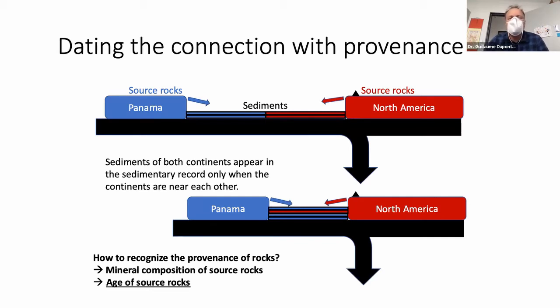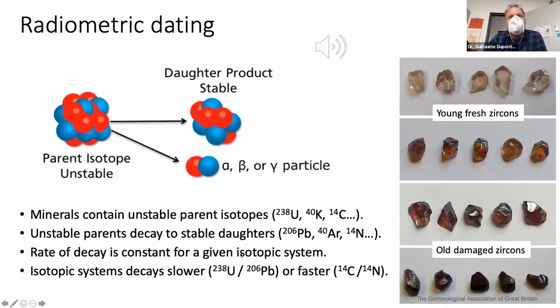So then the thing is that the color of the sediment might not be a very good argument, not very diagnostic of a continent. What is more diagnostic can be the mineral composition of the source rocks. It can also be some kind of fossils that you find, that have been transported. And one thing that is now being used extensively is to look at the age of the source rocks, okay? And this is what is done in the paper that will be presented.